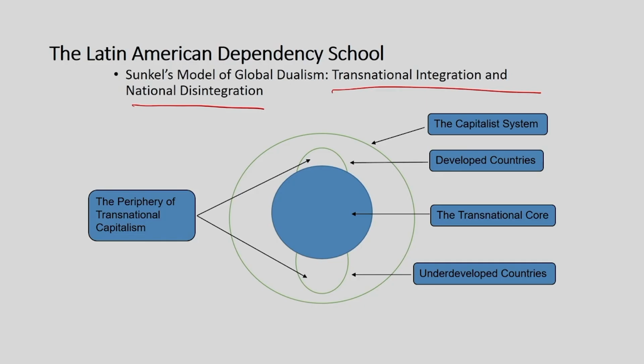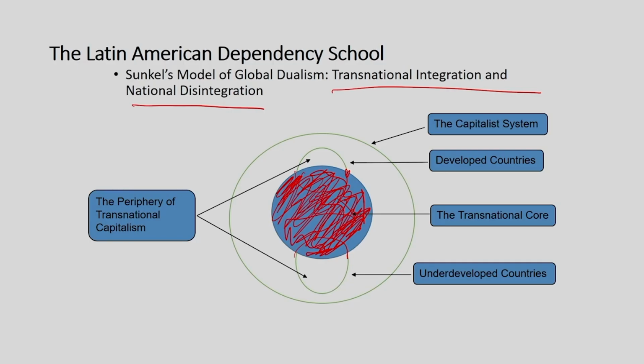Now, let us see what this is. Obviously the countries themselves are not the main components of this global system. This main circle is the capitalist system. If you look at the slide, the upper portion of this circle refers to developed countries. The circle at the bottom represents underdeveloped countries, and this entire portion represents the transnational core, and the ones which are not filled with colors represent the periphery of transnational capitalism.